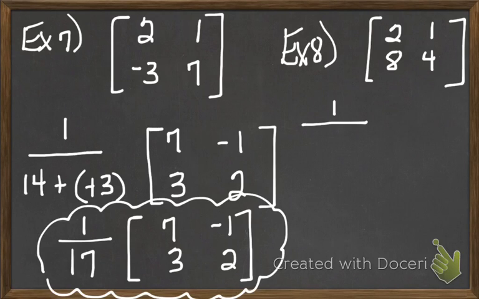So I would do 1 over, and then I would do 2 times 4, which is 8, minus 1 times 8, which is 8, and then I would just stop. There's no reason to work this problem any further because you know 8 minus 8 is 0, and 1 divided by 0 is going to be undefined. So this matrix is not going to have an inverse. So you will just write no inverse.